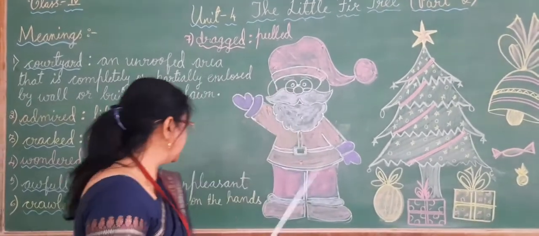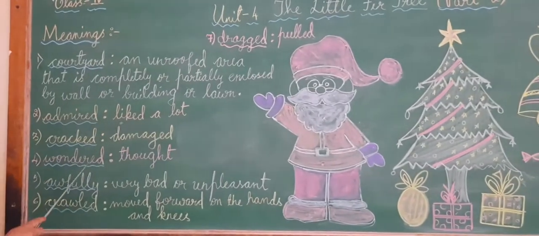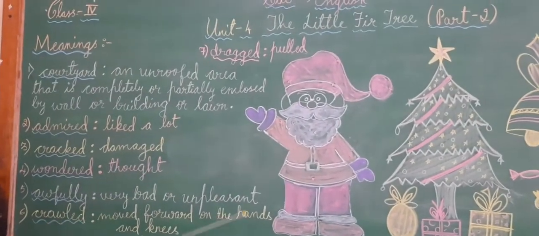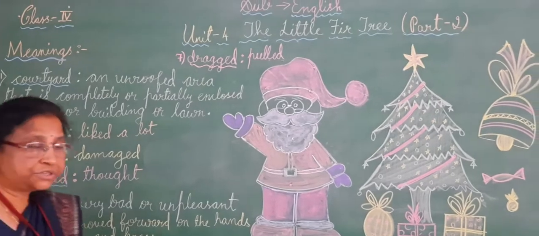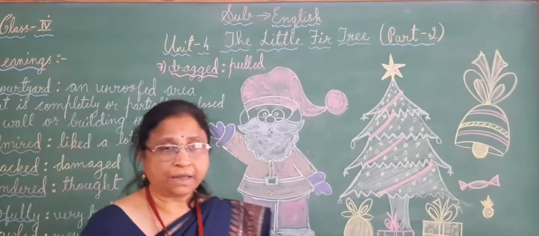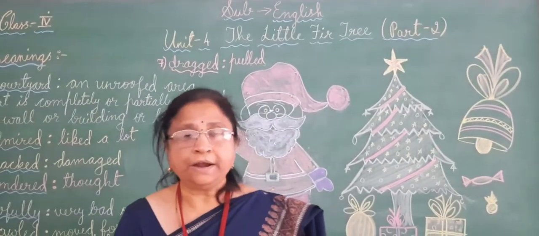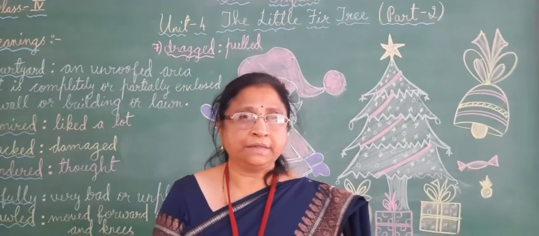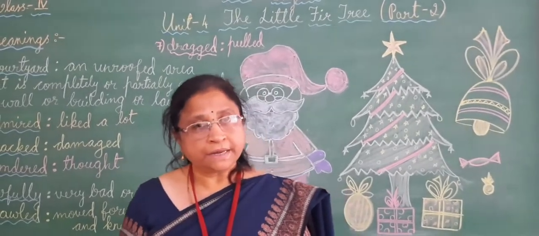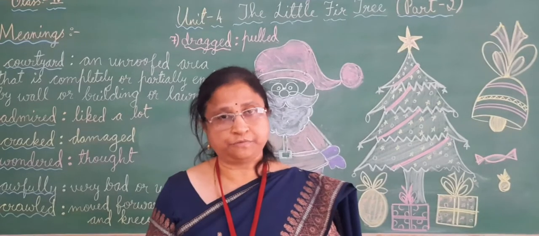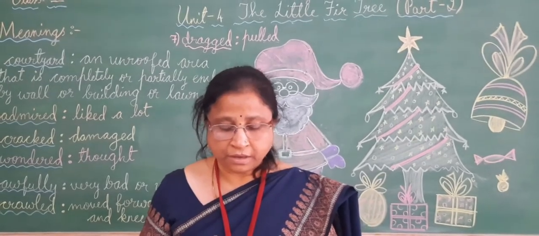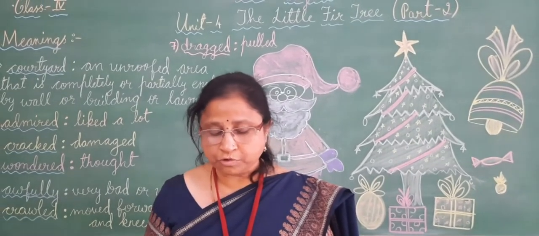What's the meaning of admire, children, here? Admired means liked a lot. So they saw the tree, they liked the tree and they praised the tree. And after praising the tree, they started taking the presents which were hung on the branches of the tree. This was most uncomfortable.